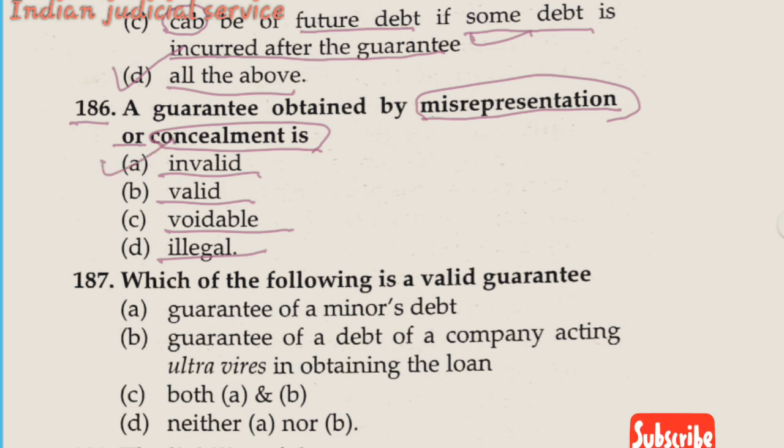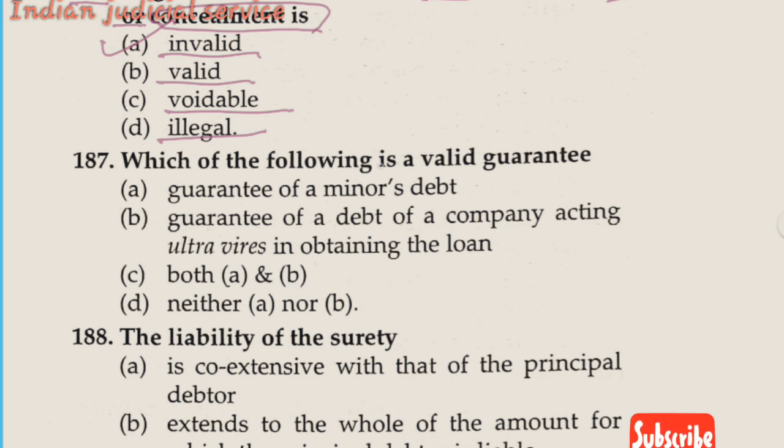Now question number 187, which of the following is a valid guarantee? Option A, the guarantee of a minor's debt. So the guarantee of a minor's debt is a valid guarantee because the minor is not dealing with the contract of guarantee with the guarantee holder, meaning the surety and creditor. Because the responsibility of guarantee is there, such a contract is a valid contract here.